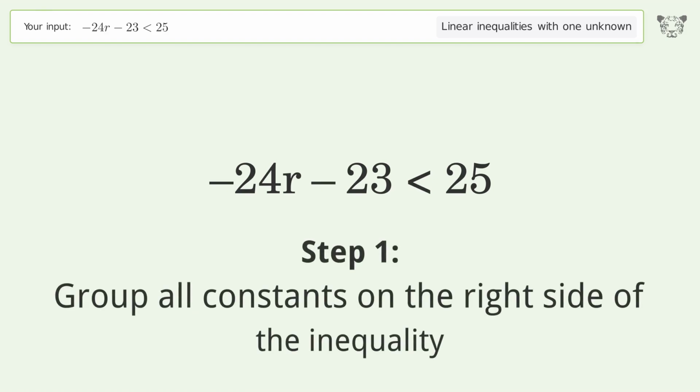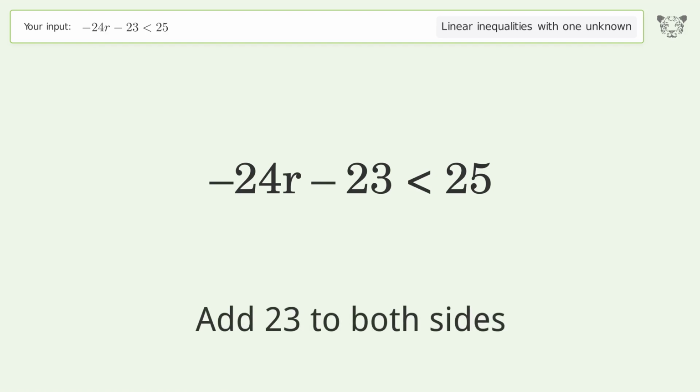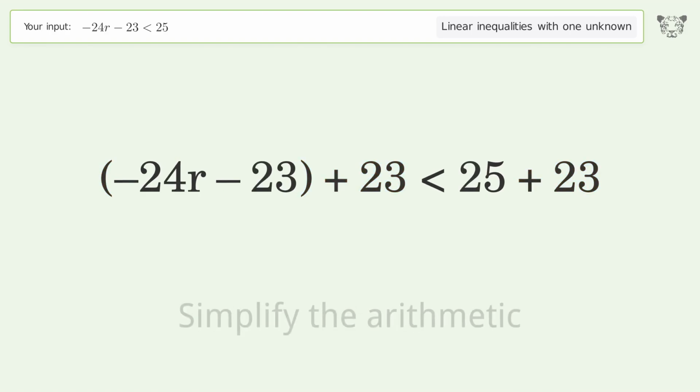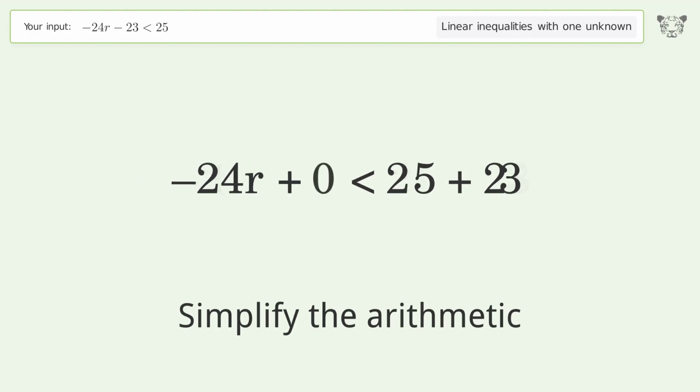Group all constants on the right side of the inequality. Add 23 to both sides. Simplify the arithmetic.